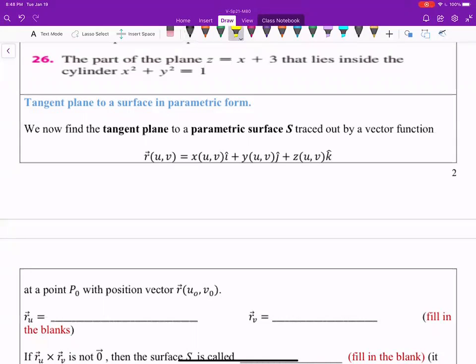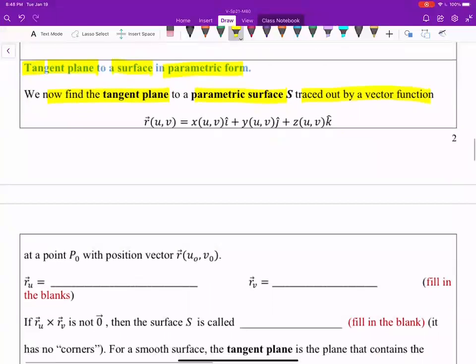Let's now see an expression for the tangent plane to a surface in parametric form. How do we represent the tangent plane to a surface in parametric form? We now find the tangent plane to a parametric surface traced out by a vector function r of u v, which is x of u v i plus y of u v j plus z of u v k, at a point P0 with position vector r of u0 v0. So we have a surface in parametric form, and a point on that surface represented by the position vector r of u0 v0. Then we need to find the equation of the tangent plane.